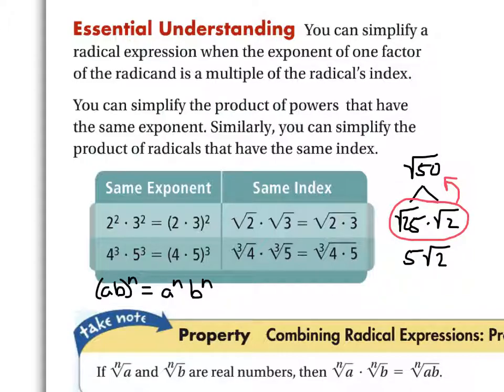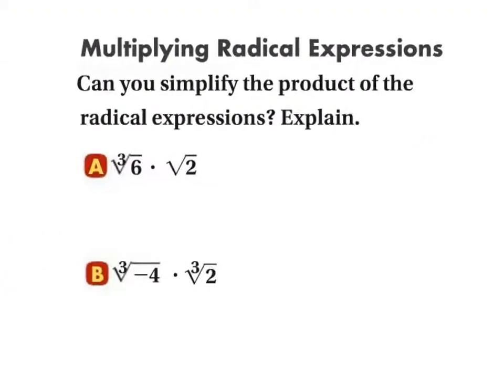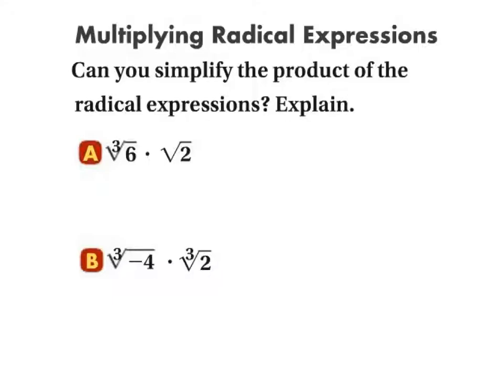If they have different indexes, if it's the square root of 4 times the cubic root of 9, you can't multiply those together on their own. You'd have to simplify it down first. We can multiply the stuff under the radicals if they have the same index. If they have different indexes, we cannot. For example, if we take a look at the cubic root of 6 times the square root of 2, they have different indexes. There's nothing we can do about that. I can't reduce the square root of 6, I can't reduce the square root of 2, and I can't combine them because they have different indexes.